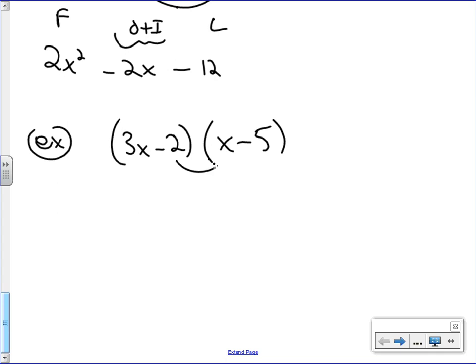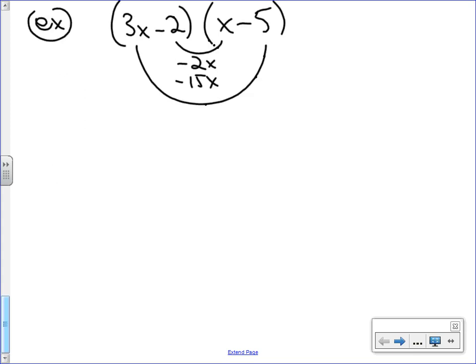So the inner right here is negative 2x, and writing it down. And the outer, I've left a space for it, is negative 15x. I'm going to put those two right there, okay? And then underneath that I will do first, which is 3x squared. And then I'll put my outer plus inner, which is negative 17x. And then I'll put my last, which is plus 2.